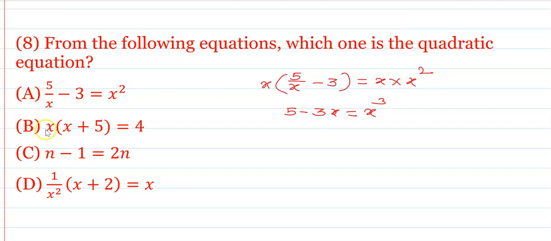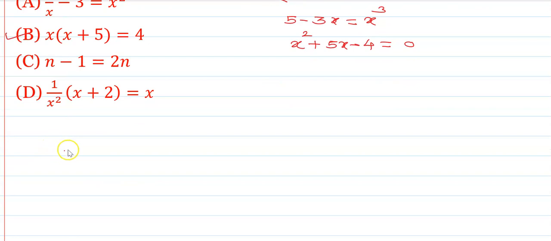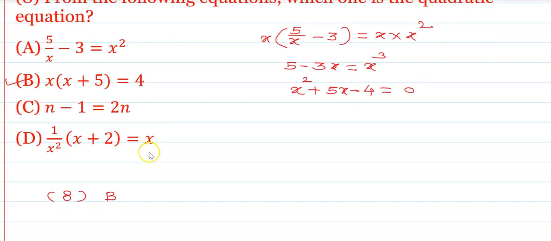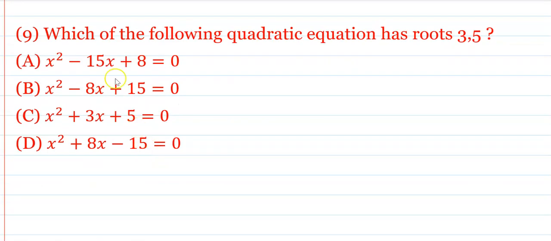Okay. Next, x in bracket x plus 5 is equal to 4. X into x, you will get x square. X into 5, you will get 5x. Therefore you will get the quadratic equation x square plus 5x minus 4, and that's equal to 0. Therefore this is the quadratic equation, आणि म्हणून त्याचा आन्सर लिहिताना तुम्ही असे लिहिणार, this is the 8th one. The correct answer is B. Okay. Now the next one.